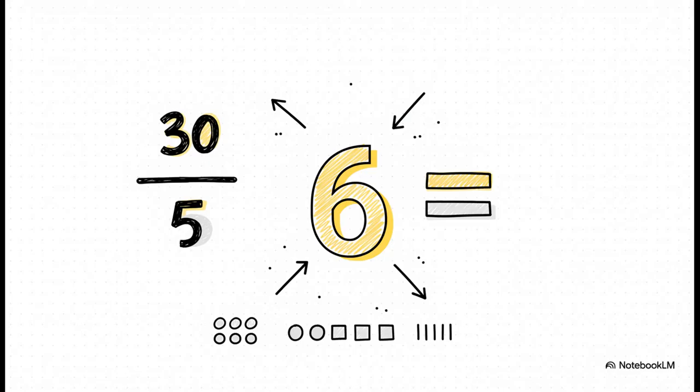Okay, so we've got our sum, which is 30. Now we just divide that by the number of values we started with, which was 5. And 30 divided by 5 is 6. So for this nice little data set, 6 is our mean. Easy peasy, right? But what happens when the data isn't quite so perfect?